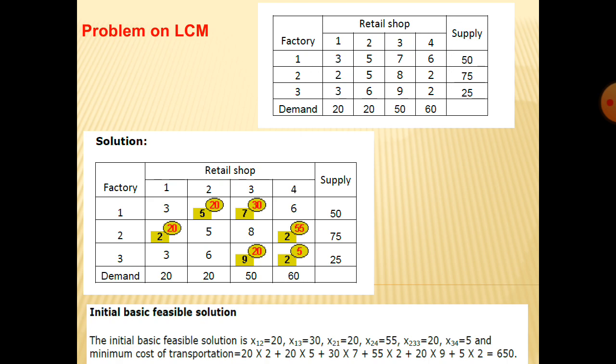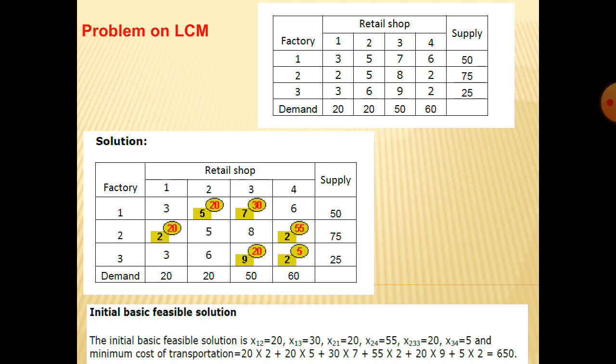Next minimum cost is 5, the minimum cost. For the minimum cost 5, factory 1 and retail shop 2 are available. In this, you check the supply and demand. Supply is equal to 50 and demand is equal to 20. Which is the minimum value? 20 is the minimum value. Allocate 20 here, and after it is satisfied the remaining is 30, so you have to check the next.